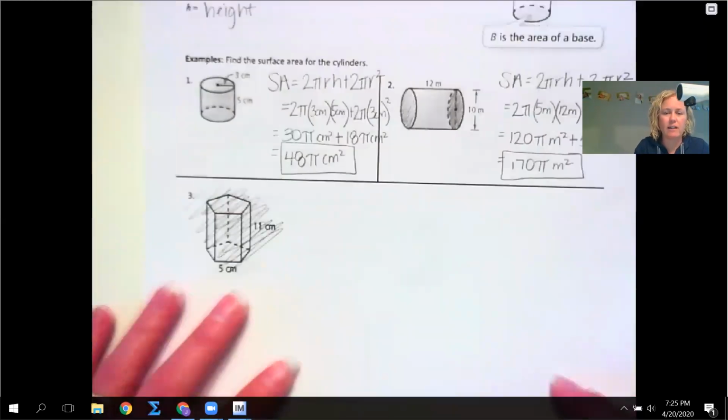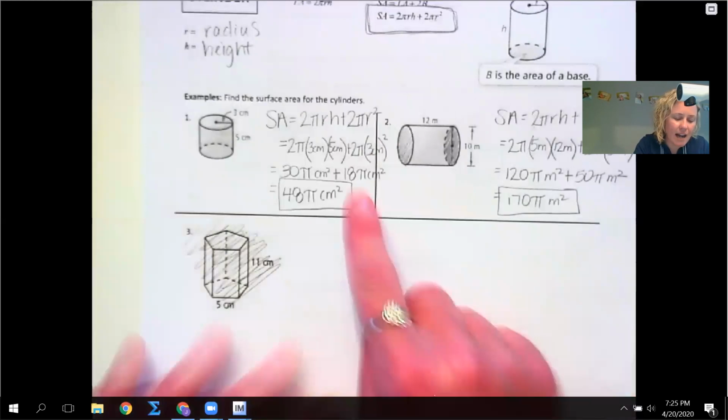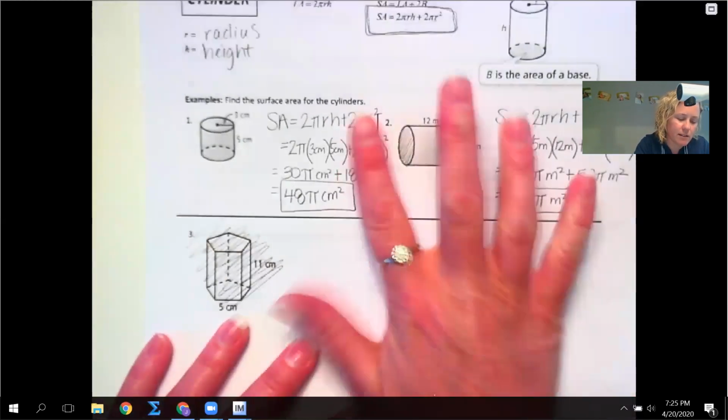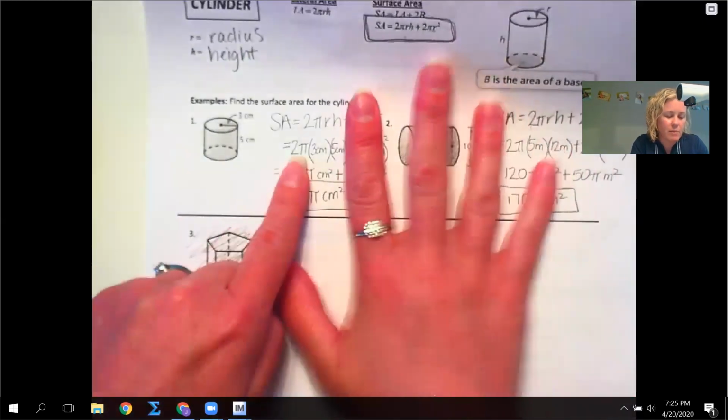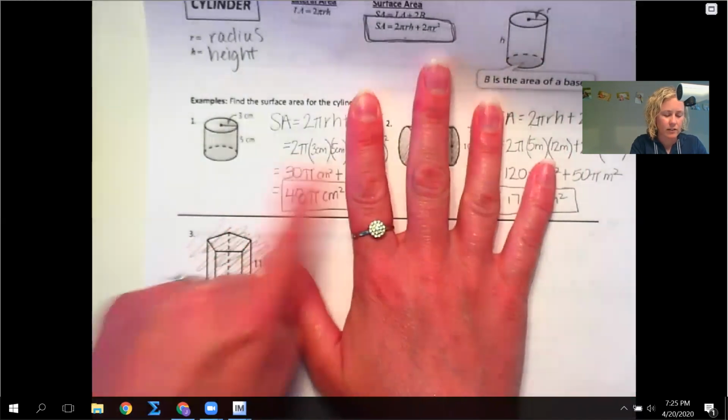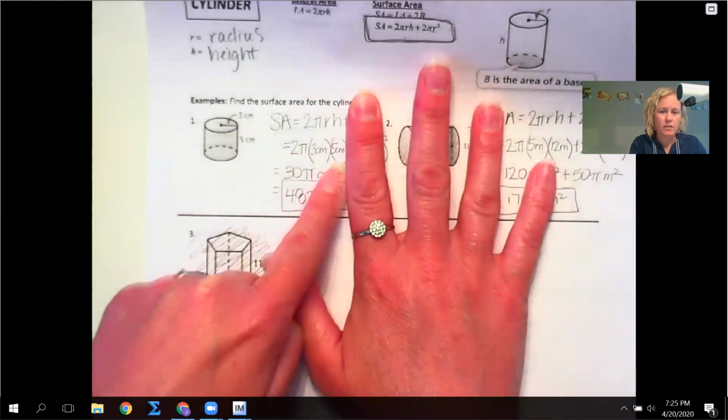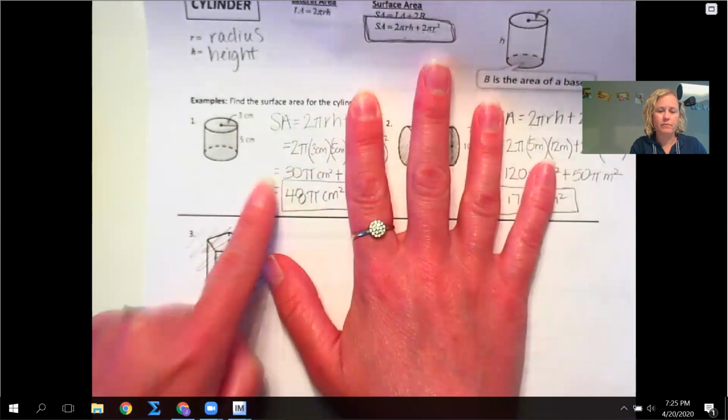Same thing with cylinders. If I ask you for the lateral area, it's just the first part. It's not adding on the 2 bases. So it's getting rid of all that and just keeping the first part. That's the lateral area, okay? So that would be 30 pi.